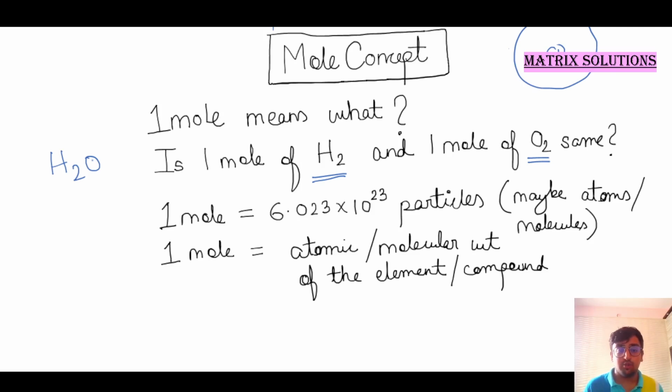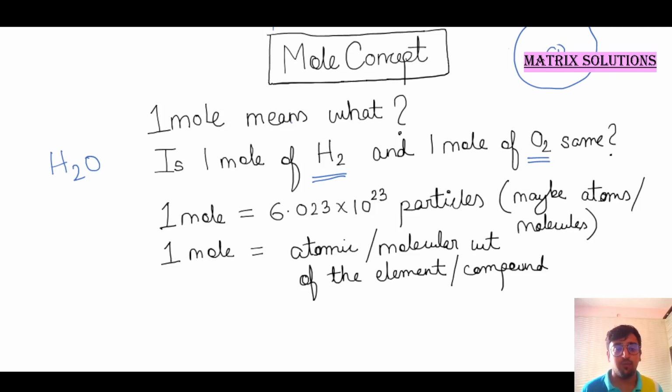Okay, so we can see that 1 mole of H2 has the same number of molecules or atoms as that of O2 molecules. Now see, H2 is a molecule, so it will have the same number of molecules as that of O2, because O2 is also a molecule. So sir, we know that 1 kg is 1000 grams, or suppose in milligrams it's 10 to the power 6.